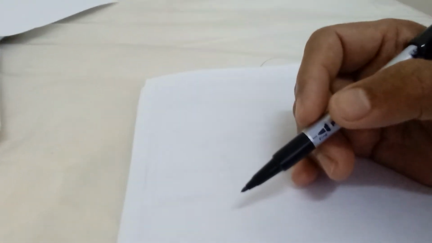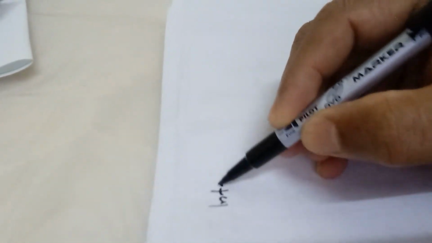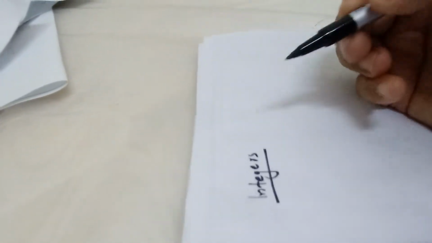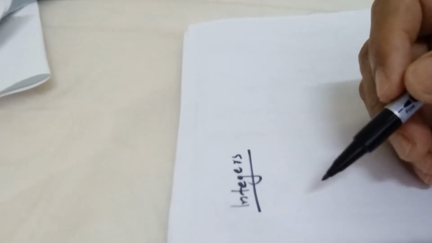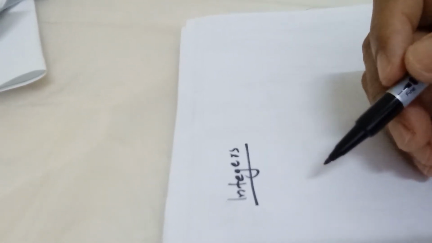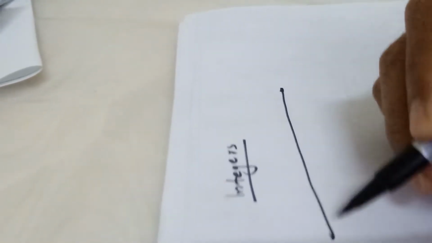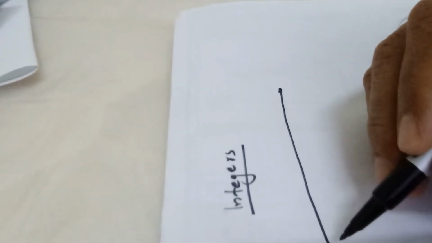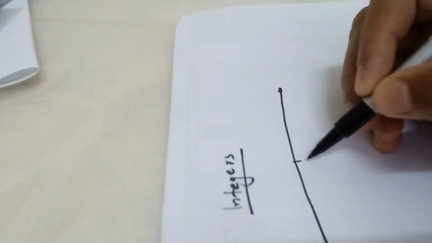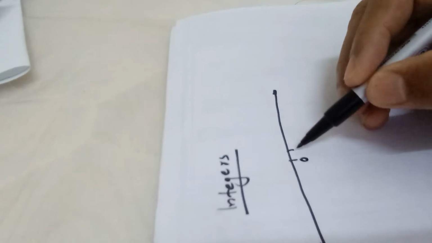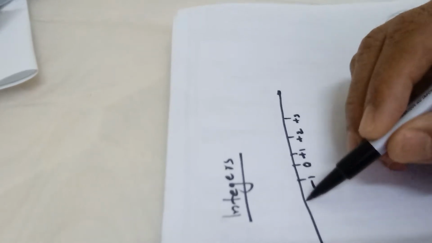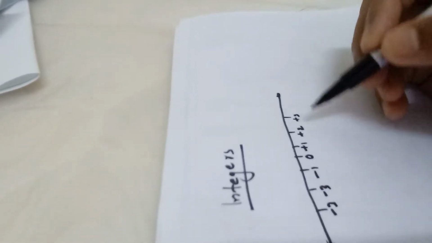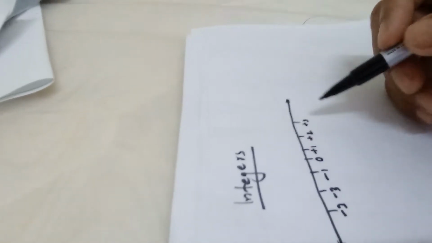We will start the first session. Integers. Integers means the numbers including zero, positive numbers, and negative numbers, without considering decimal numbers. Zero, then positive numbers, and negative numbers are called integers.